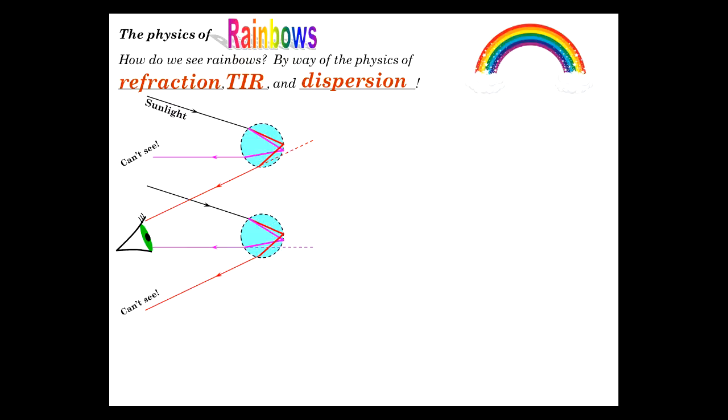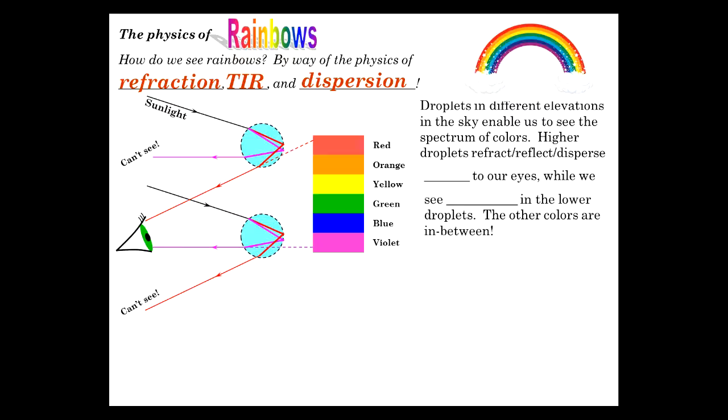And in between this location and this location would be raindrops that are just right to see all the other colors, as indicated here. Red, orange, yellow, green, blue, violet. So, the droplets in different elevations enable us to see the various colors. So you never see a rainbow apart from the existence of the sun, okay, and the existence of water droplets. Water droplets have to be in front of you, and the sun has to be in back of you. Isn't that something? So the higher droplets bring red to our eyes, the lower droplets bring violet, and everything else in between.